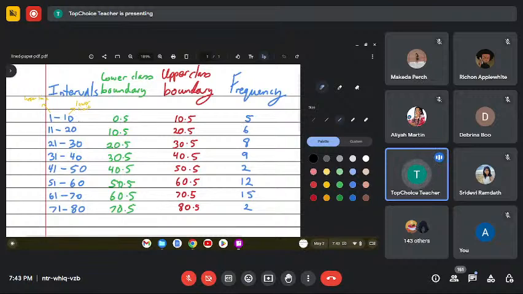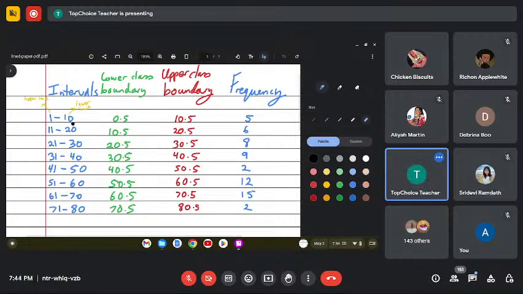So the exam is out of 80, and let's say that 2 students got between 71 and 80, 15 students got between 61 and 70. I'm reading upwards. 12 students got between 51 and 60. You're kind of seeing what's going on here. 2 students got between 41 and 50. 9 students got between 31 and 40. So that is basically what this table is showing.